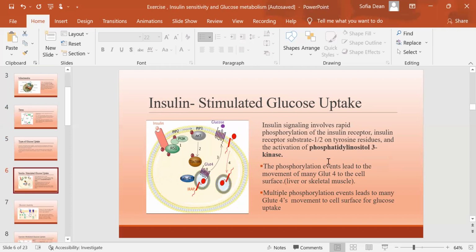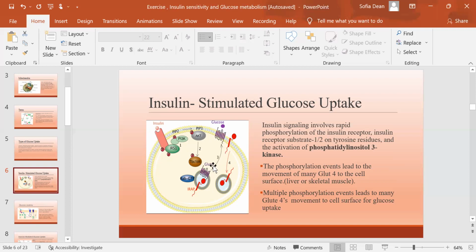So this is a diagram of insulin-stimulated glucose uptake. Insulin signaling involves rapid phosphorylation of the insulin receptor site on the tyrosine residue, and the activation of phosphatidylinositol 3-kinase, which is right here. Basically, as insulin comes to the receptor site, the phosphorylation event takes place. This, along with other phosphorylations, gives a signal to the GLUT4 right here to travel, or a request is made so that it goes to the cell surface.